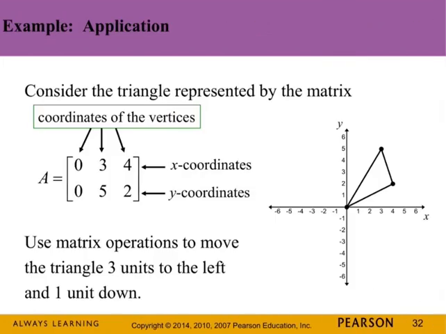Okay, we're almost done. Consider the triangle represented by this matrix, right? So we have our x coordinates and our y coordinates, right? So we have the origin, we have (3, 5), and (4, 2). Use matrix operations to move the triangle 3 units to the left and 1 unit down. So when we're going left, we're affecting our x value. So we're basically subtracting 3 from every x. And then to go 1 down, we're subtracting 1 from every y.